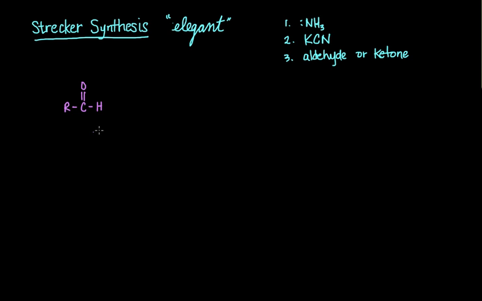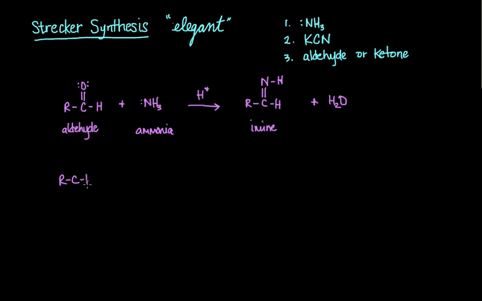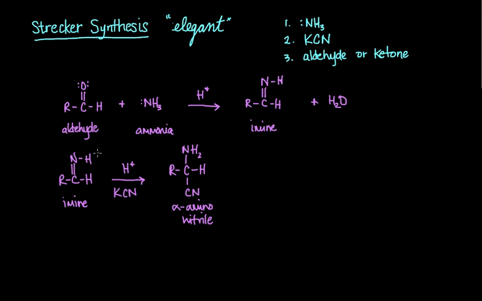So let's take an aldehyde and react it with ammonia in the presence of an acid. This will give us an imine as well as a molecule of water. And then the imine can be protonated again in the presence of an acid, and this time a cyanide ion will attack the protonated imine, which generates an alpha aminonitrile. And then finally, the hydrolysis of this alpha aminonitrile yields an alpha amino acid.